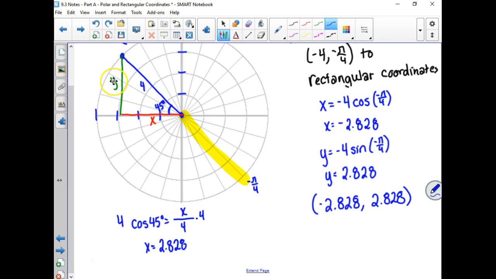And then to find the y, you would say sine of 45 degrees equals y over 4, multiply both sides by 4. So y would equal, and if you type that into the calculator, you'll get 2.828. Now this time it will be positive because you're going up 2.828. So you get the same answer.